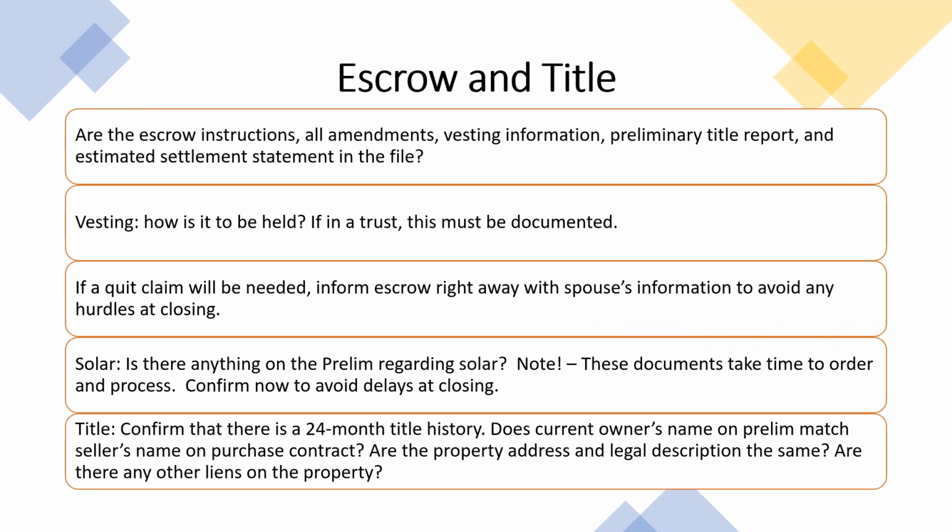Escrow and title. Are your escrow instructions, all amendments, vesting information, preliminary report, and estimated settlement statements in the file? Vesting, always make sure how it is going to be held. If it will be in a trust, you're going to need the documentation. If a quitclaim will be needed, inform escrow right away with spouse's information to avoid any hurdles at closing.